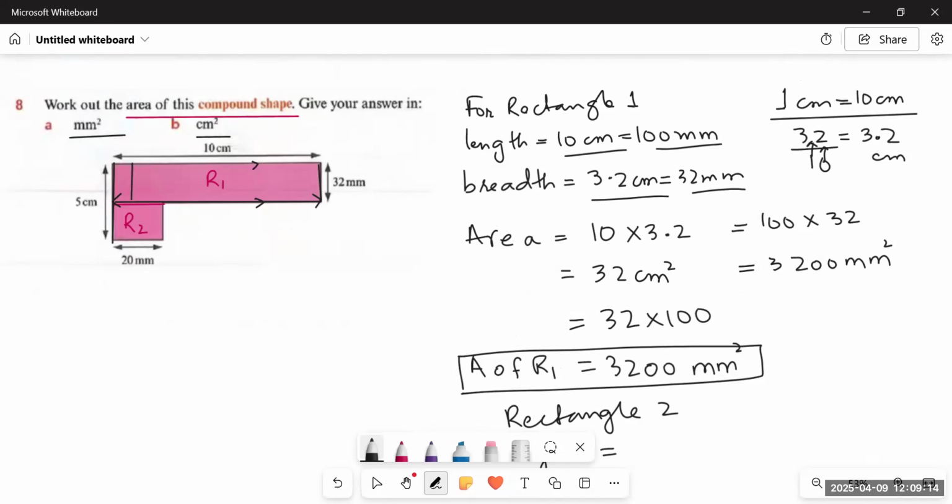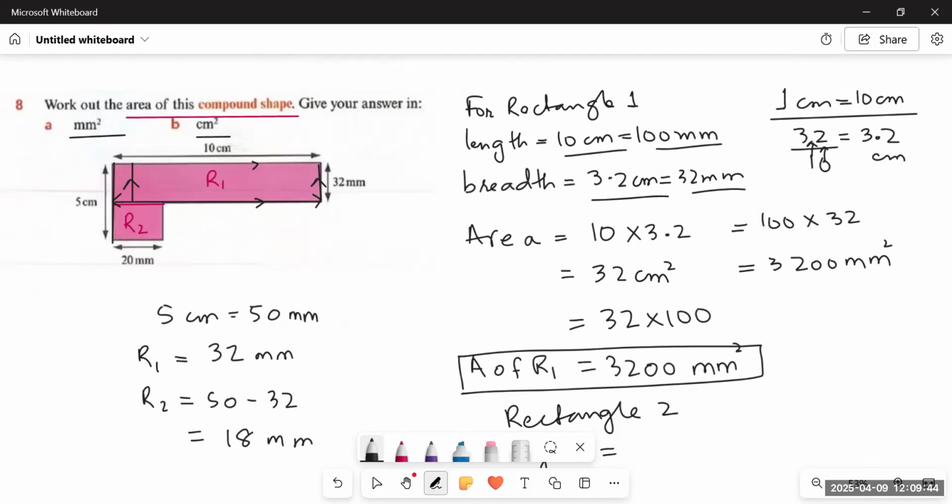If you look over here, the lengths given are parallel. So it's 32 millimeters out of 5 centimeters, which is 50 millimeters. 32 millimeters belongs to R1. So R2 is equal to 50 minus 32. Why? Because some part of the 5 centimeters is above, over here, and the other part is below.